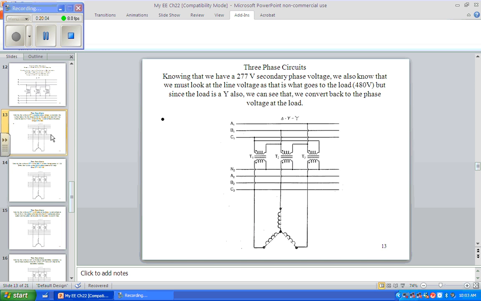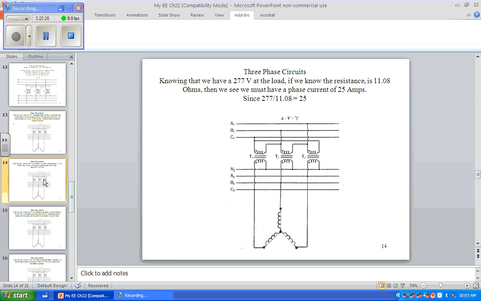Okay, knowing that we have 277 secondary phase voltage, we also know that we must look at the line voltages, as this is what goes to the load. 480 volts is what goes down to the load. Since the load is a Y also, we can see that we convert back to the phase voltage at the load. So we're going to go down here. We're going to say that we have a resistance of 11.08 ohms. And we're going to say that it's a pure resistance just to keep it really, really simple. We know that that's not normally the case with a motor.